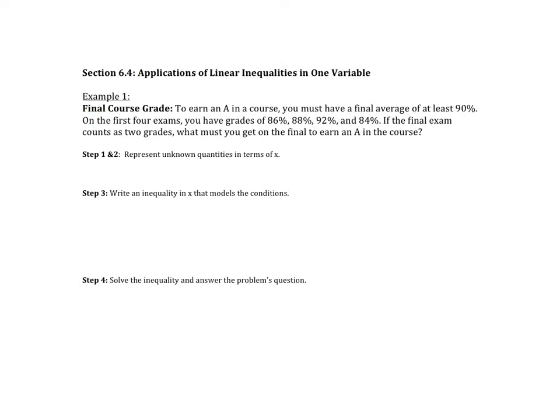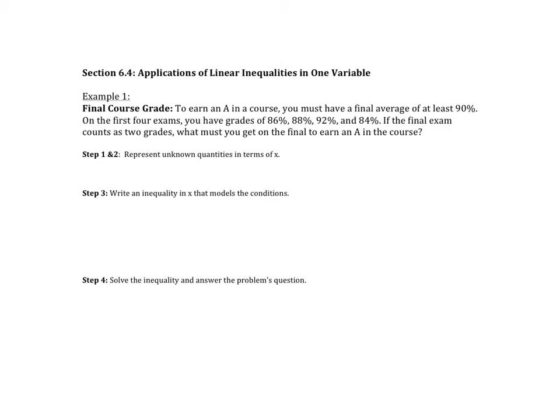Final course grade. To earn an A in your class, you must have a final average of at least, and this is an important word that we're going to translate, at least 90% if you want an A. In your first four exams, you have grades of 86%, 88, 92, and 84. Now, the final exam is going to count as 2 grades. So what must you get on the final so that you can earn an A in the course?